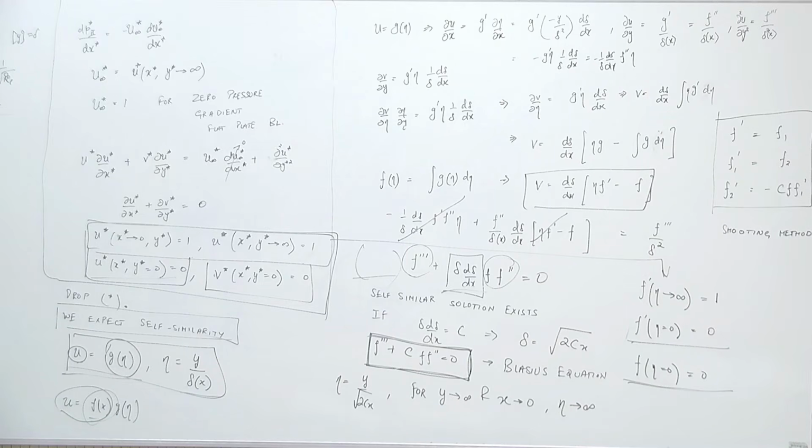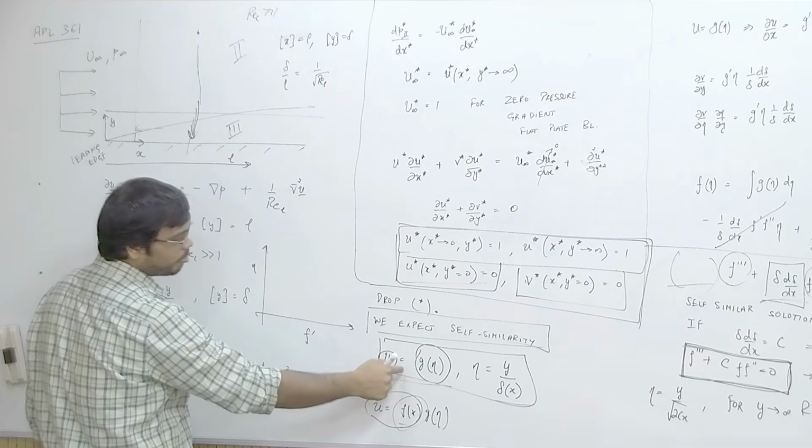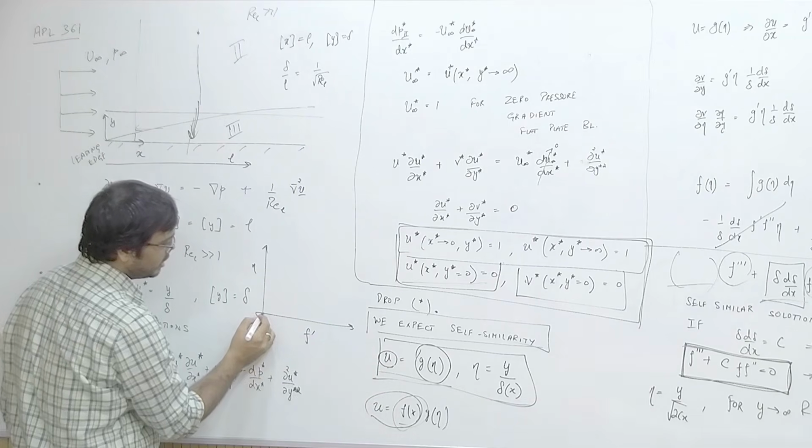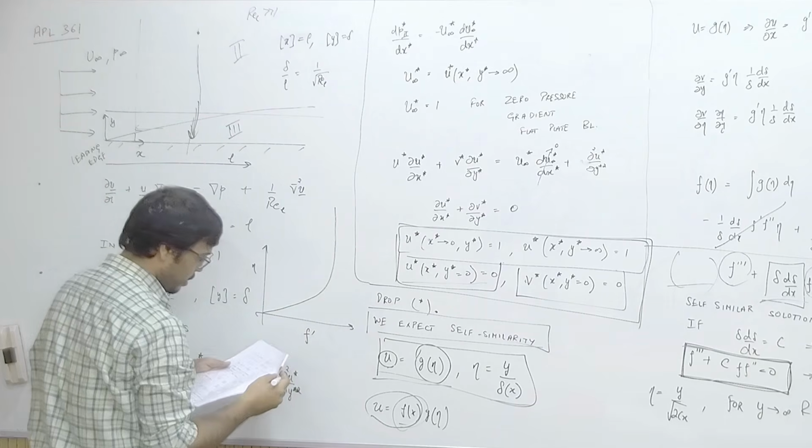Okay. So, you can solve this equation and eventually what you will get is something like this. So, you will have this as, let us say, f prime, and this is eta. Remember, f prime is this value of velocity. So, it will look something like this.